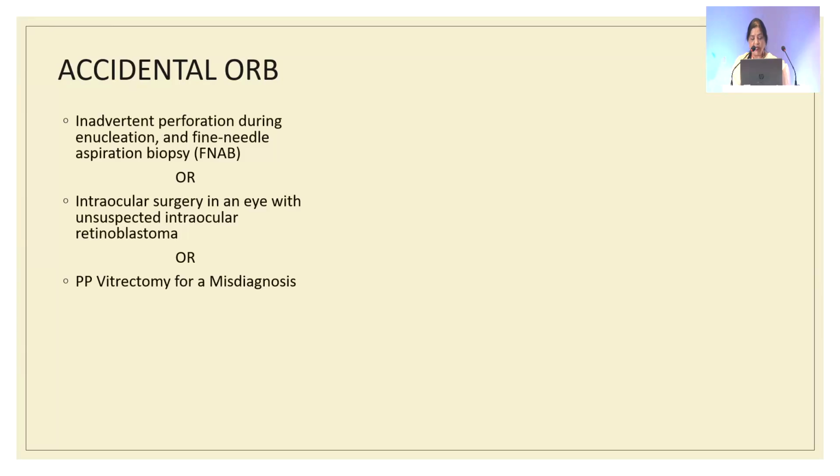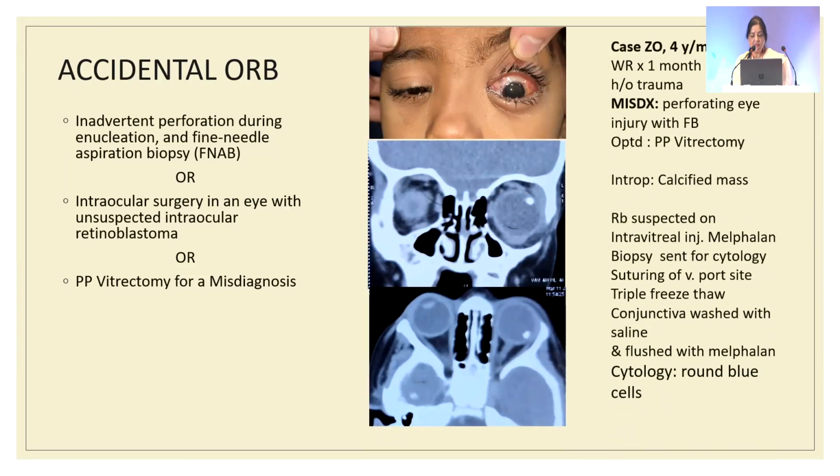Accidental orbital retinoblastoma, I have not seen. However, it could occur during inadvertent perforation during enucleation and fine needle aspiration biopsy, or when intraocular surgery has been done in an eye with unsuspected retinoblastoma, or a pars plana vitrectomy has been done for a misdiagnosis. Here is a case. There's a 4-year-old patient who had a pars plana vitrectomy for a suspected foreign body in the eye. However, this was detected on the table. Retinoblastoma suspected. Intravitreal melphalan injection was given. A biopsy was sent for cytology, which confirmed it.